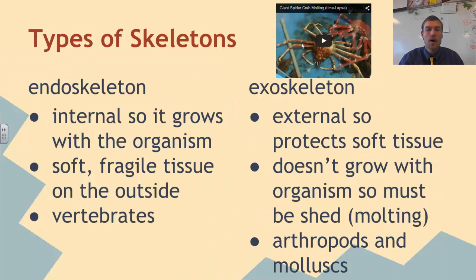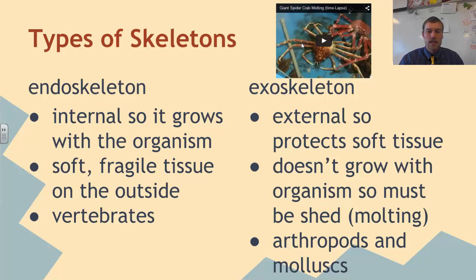Now, there are not only endoskeletons, which are internal ones like we have. One of the benefits of having an endoskeleton is that it is able to grow with the organism, so it's always the right size. The problem is that you've got your soft, fragile tissue on the outside, so we don't have a lot of protection from sharp, pointy things coming in and getting us. And again, these are found in vertebrates.